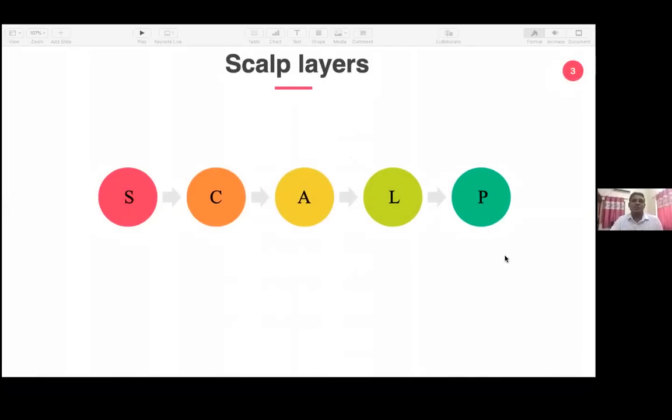So what are the layers of the scalp? As we all know from our anatomy days in the first year of our MBBS, the scalp has got 5 layers. S stands for skin, which has got appendages like the hair follicles. C stands for connective tissue. A stands for aponeurosis, that is galea aponeurotica, where the muscular layer is there. L stands for loose areolar tissue, and P stands for pericranium, or you can also refer to it as periosteum.